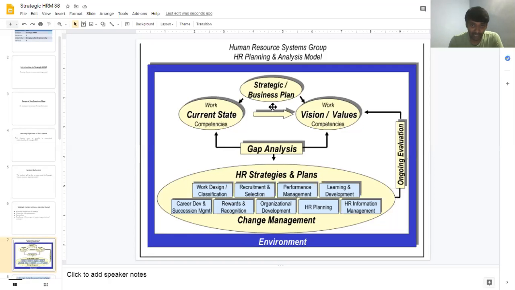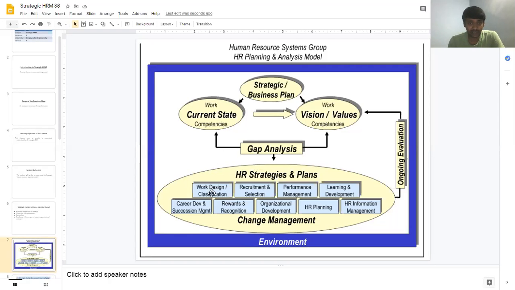After gap analysis, it goes to the HR strategies and plan. There are various plans or strategies in an organization. This was already explained in the previous videos as well. This can be said to be the various roles or duties performed by every human resource manager in an organization.